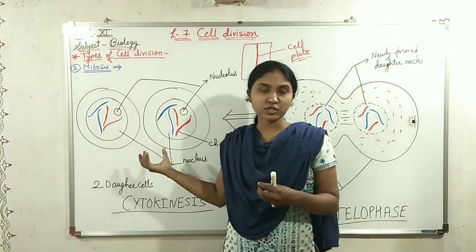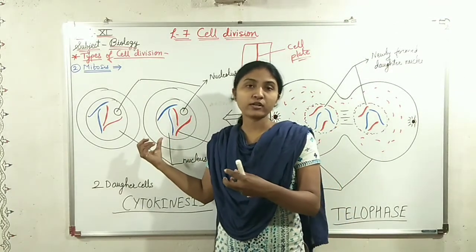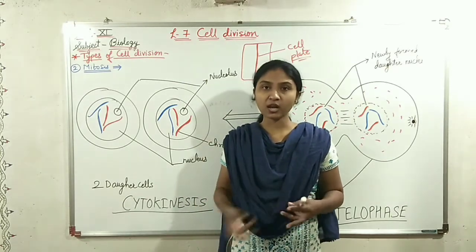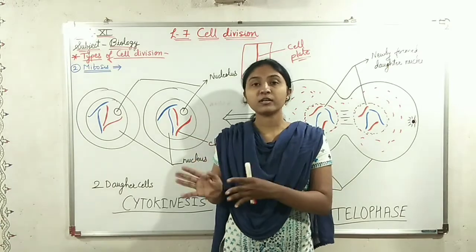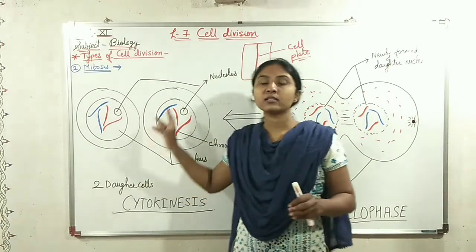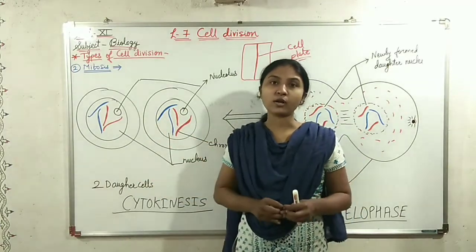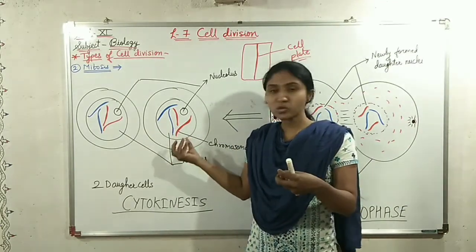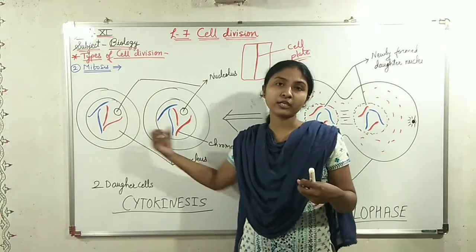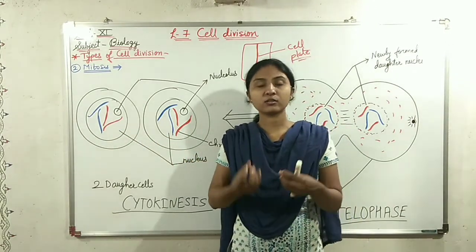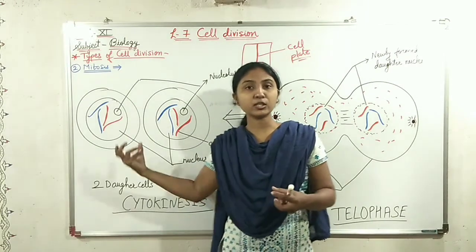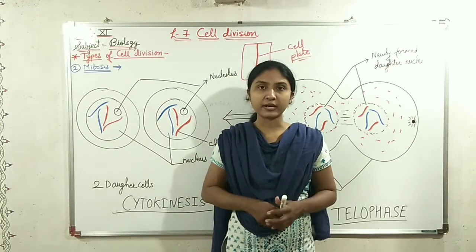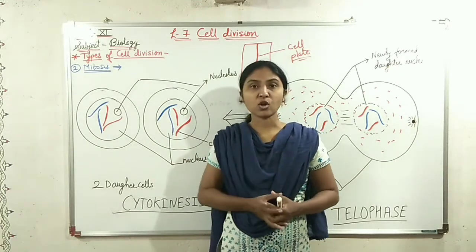This type of division is found in the somatic cells. Somatic cells are the cells of all our body except the reproductive cells. And this mitosis process is also called the equational process, because the chromosome number is evenly distributed in both the daughter cells, equal to their parent cell. So, this is the process of mitosis.